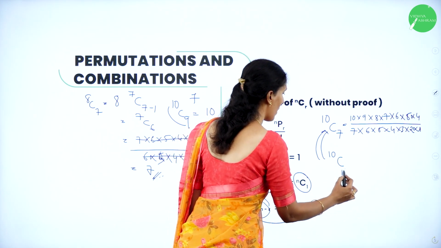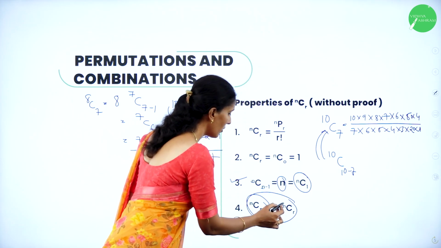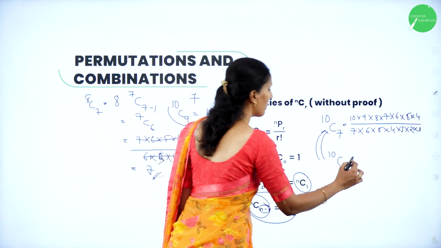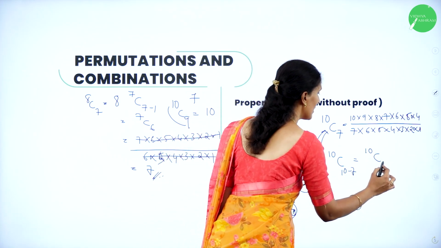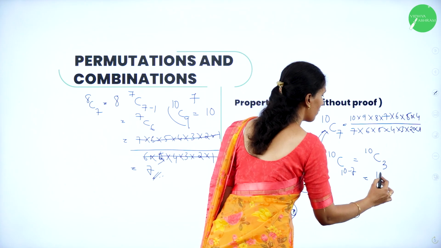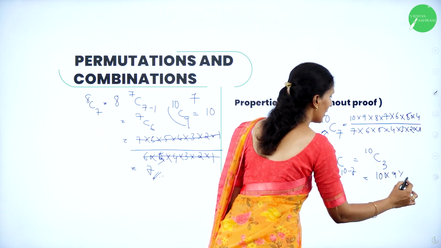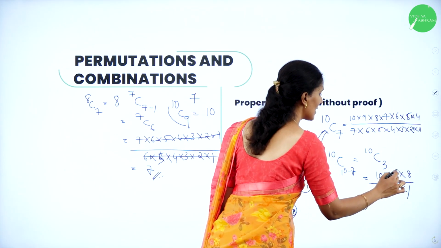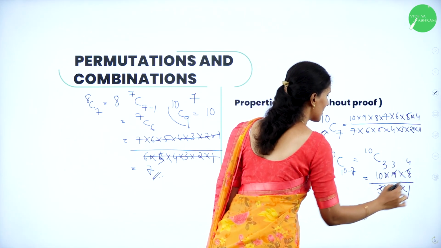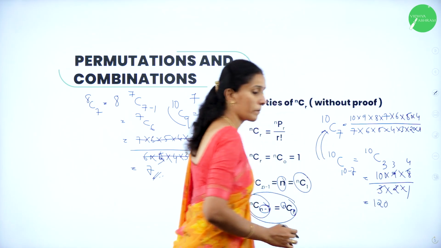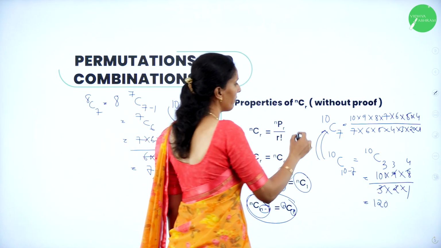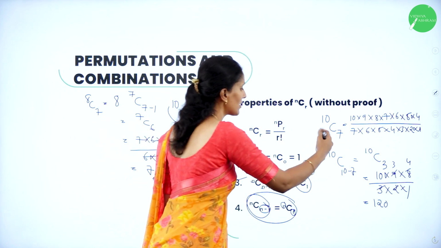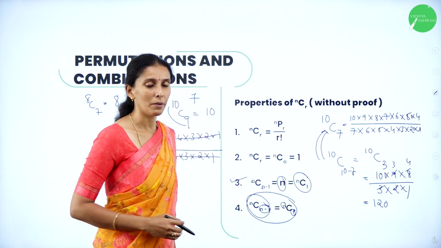That is, you can write this as 10C(10 minus 7). See, when you have nCr, just replace r by n minus r. So what happens? This is the same as 10C3. Just choose the 3 factors, 10 into 9 into 8 over 3 into 2 into 1. Just cancel it. Okay. So you will get the answer, which is 120. See, very simple. So whenever you have a large number of things to multiply or divide, you can just change the formula in this way so that it becomes simple.